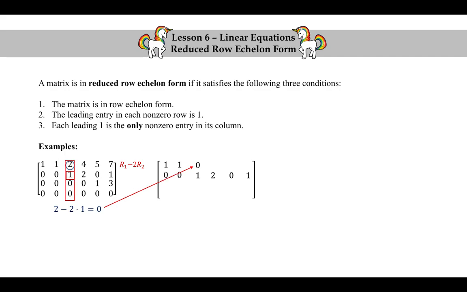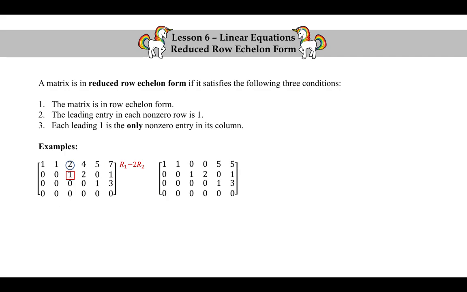2 minus 2 times 1 is 0. 4 minus 2 times 2 is 0. 5 minus 2 times 0 is 5. And 7 minus 2 times 1 is 7 minus 2, which is 5. And we'll just fill in those last two rows because, again, we already have zeros in the appropriate positions, so we don't need to change those.